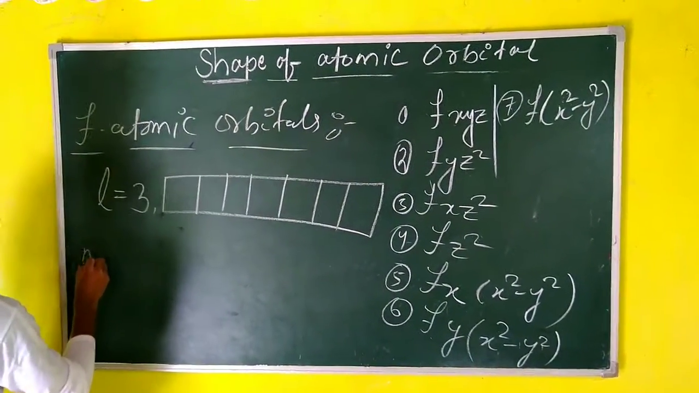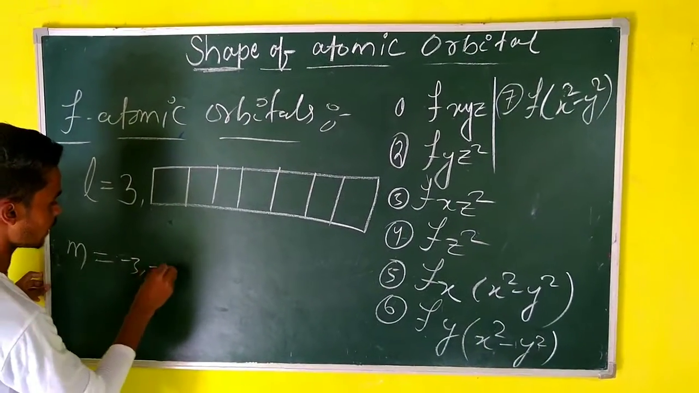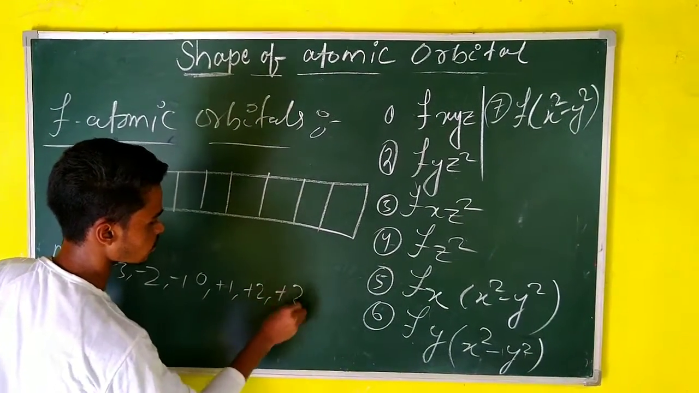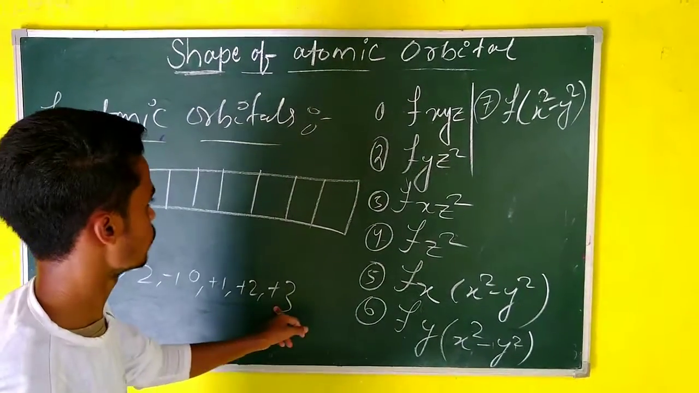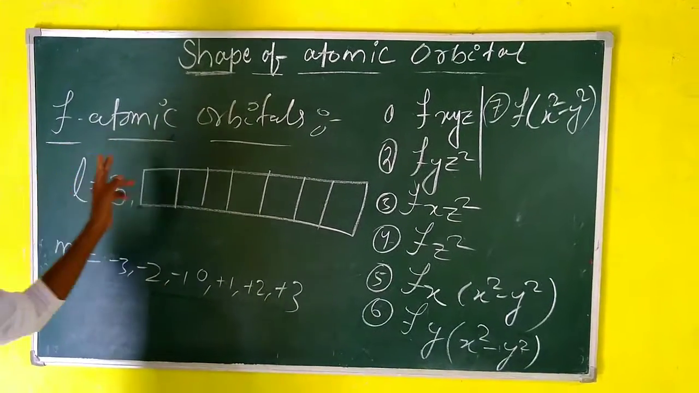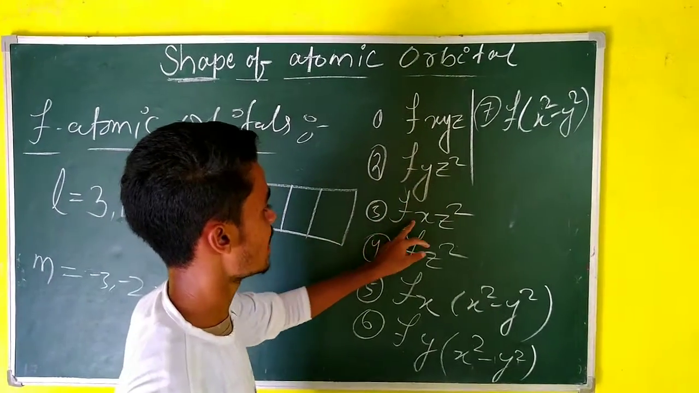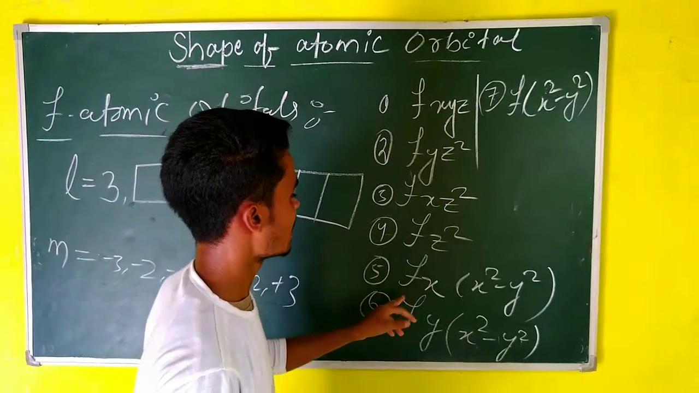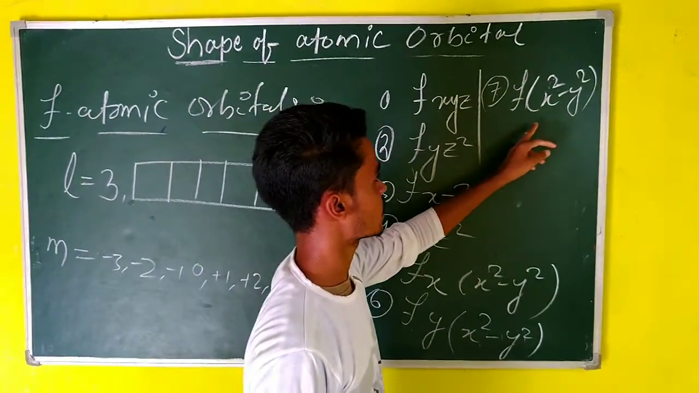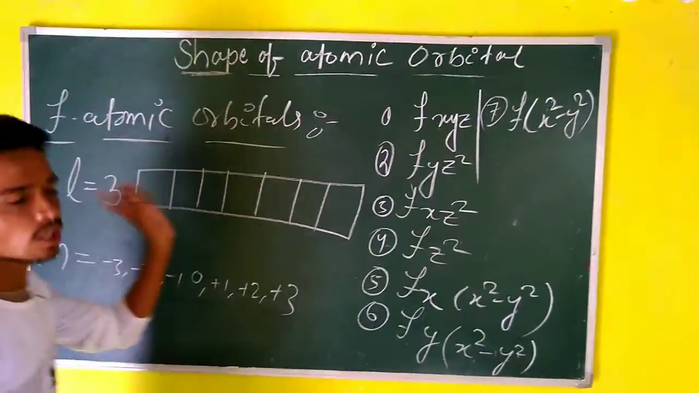So the magnetic quantum number values are -3, -2, -1, 0, +1, +2, +3. 7 orientations are possible in this orbital. So the orbital names of f atomic orbitals are fxyz, fyz square, fxz square, fz square, fx(x square minus y square), fy(x square minus y square), and fz(x square minus y square). So these are the orbital names of f atomic orbitals.